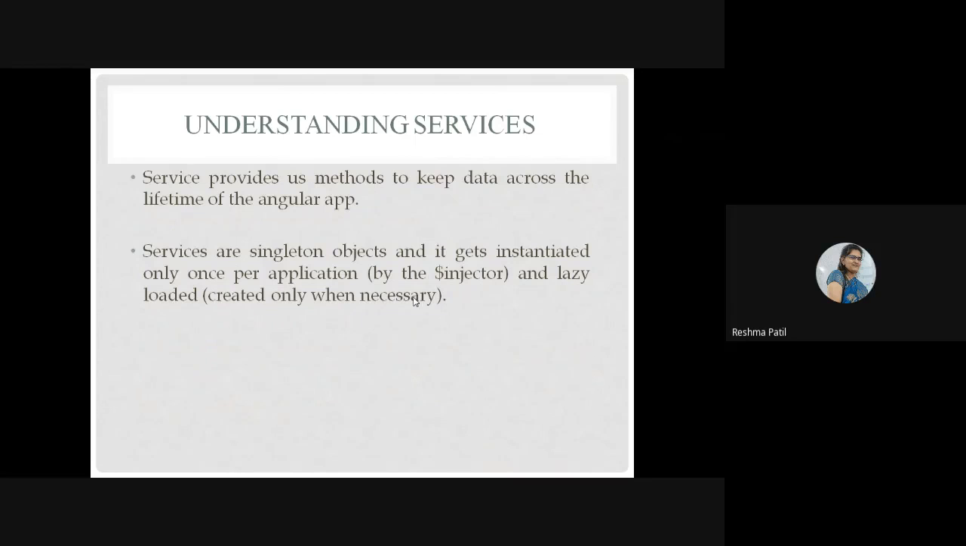Service provides us methods to keep data across the lifetime of the Angular app. Services are singleton objects and get instantiated only once per application by the injector, and are lazy loaded, that is, created only when necessary.